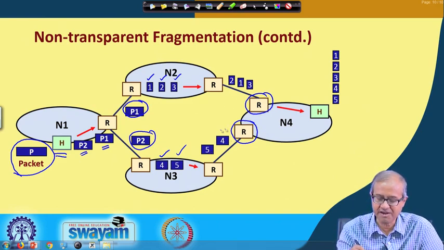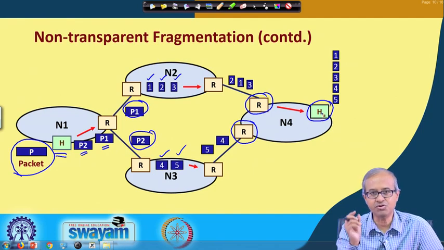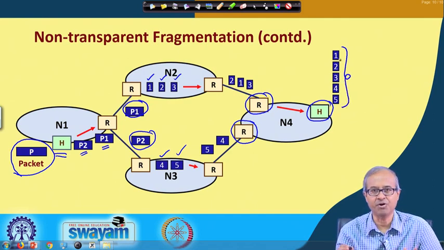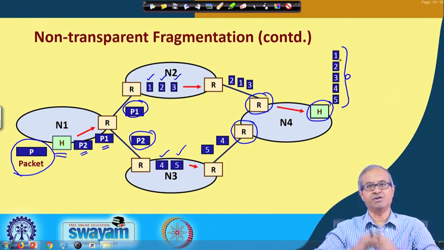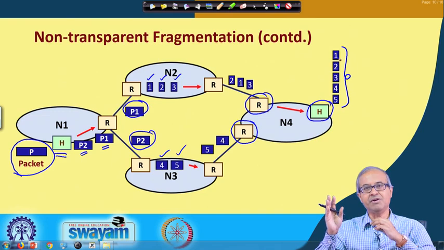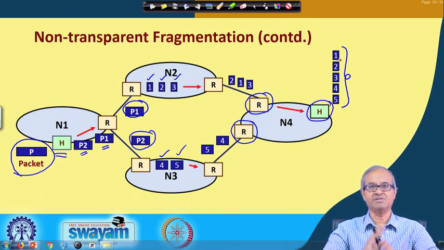Finally, all these 5 smaller packets or fragments will reach the destination host, and the destination host will look at some of the fields in the header and put together the fragments in proper order, and it will generate the original packet. This is how non-transparent fragmentation works. Fragmentation can be done by the different routers. Assembly or reassembly will be done only at the final destination host. This is the basic idea.